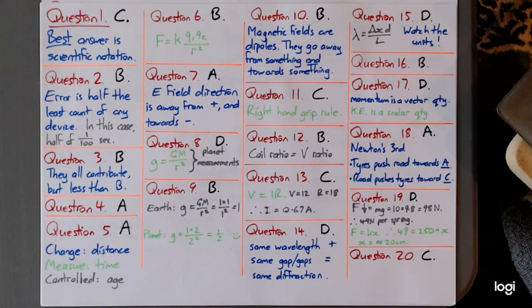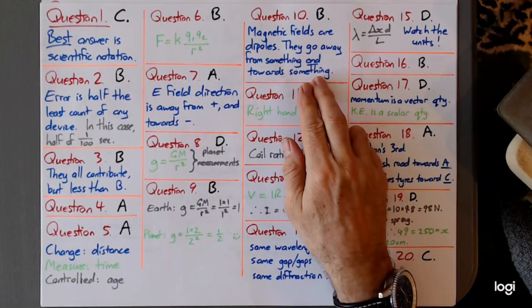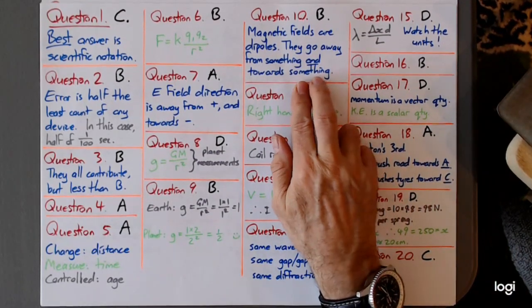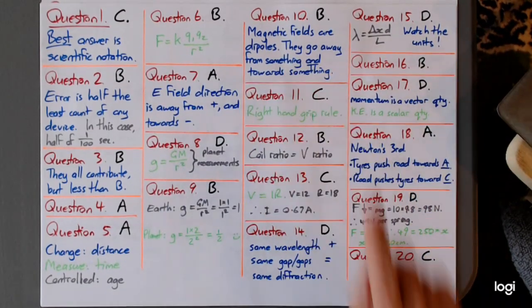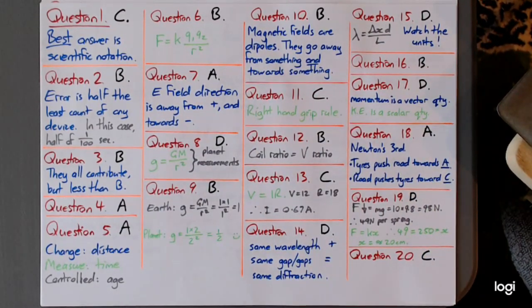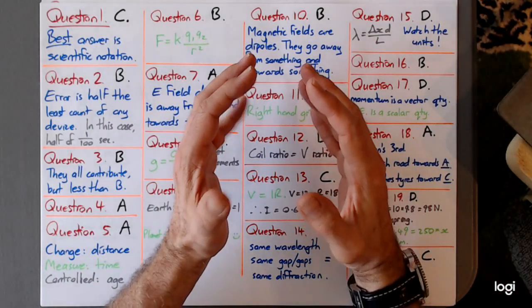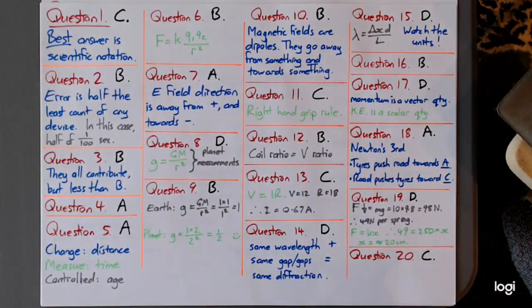Question 10. Magnetic fields are dipoles. They go from a north to a south, or on the inside of a magnet, they go from a south to a north, right? So as soon as this question said that the field is created by a monopole, it can't be magnetic. It also can't be gravitational because a gravitational field attracts towards something rather than pushing away like this one is when you look at the diagram.